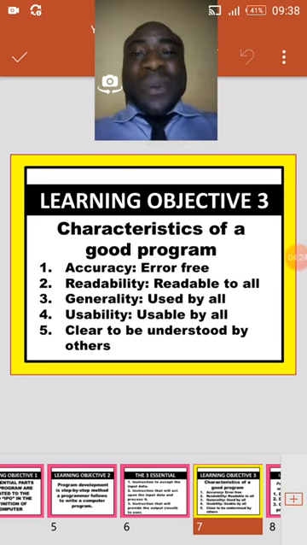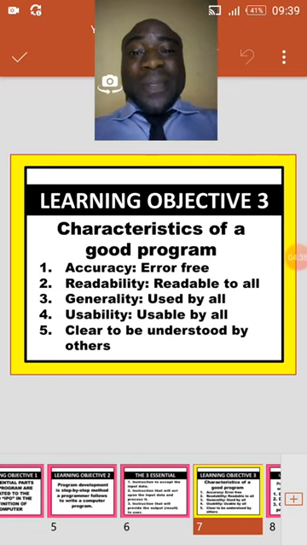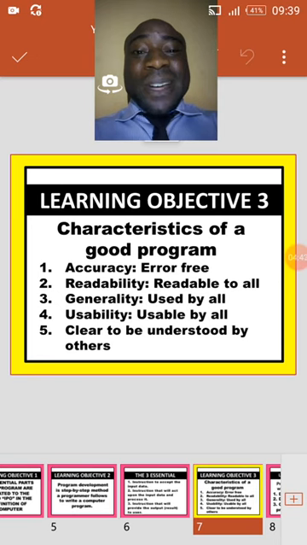Now, what do we mean by accuracy? Accuracy means a program must be free of error. If there is error, the program will not work. So the program must be free of error. Then readability. Readability, it must be readable by all. Everybody must be able to read the program. If not, another programmer will not be able to redesign the program.